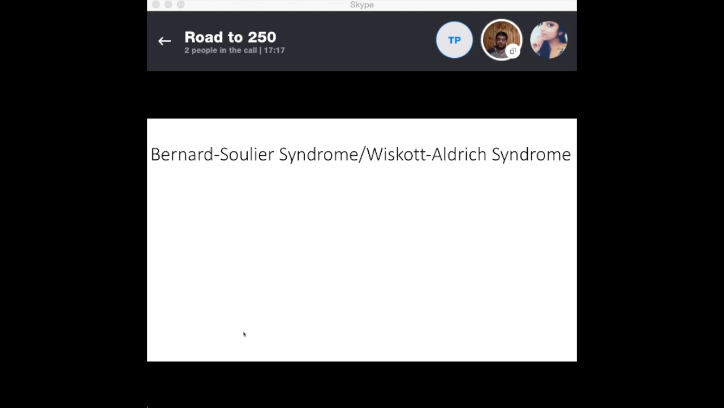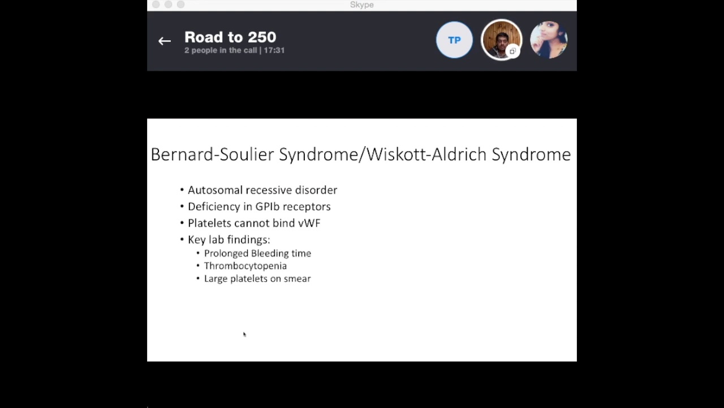So we're going to talk about two simultaneously: Bernard-Soulier syndrome and Wiskott-Aldrich syndrome. Bernard-Soulier syndrome is, again, an autosomal recessive disorder. It has a deficiency in the GP1B receptor, and the platelets cannot bind to von Willebrand factor. The key lab findings in these patients will be prolonged bleeding time, thrombocytopenia, and for some reason you're going to see large platelets on smear. As to why that is, I don't know. Nobody knows. But this is a common sight that you will see on a smear.